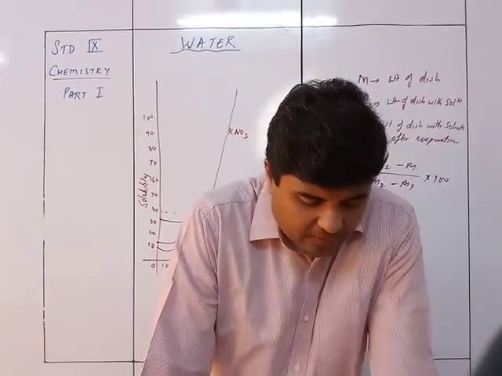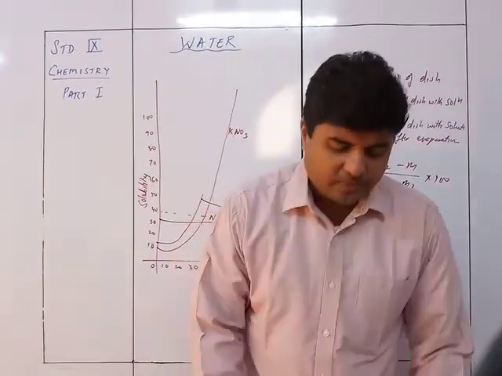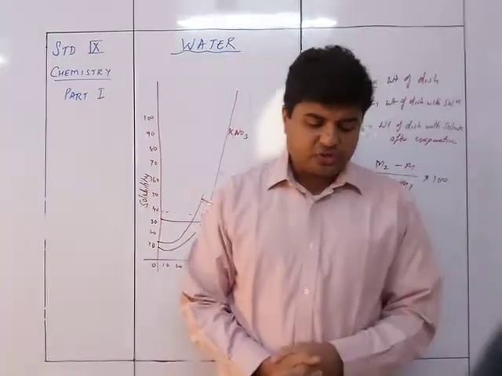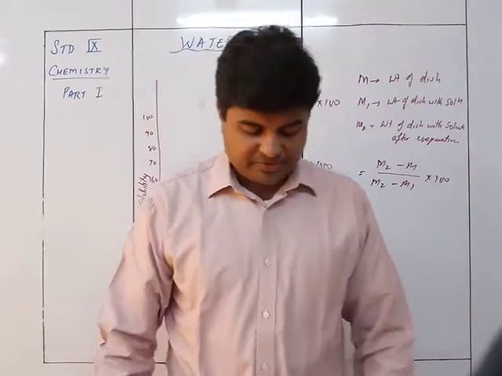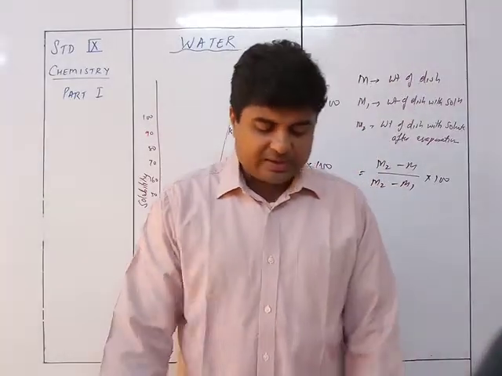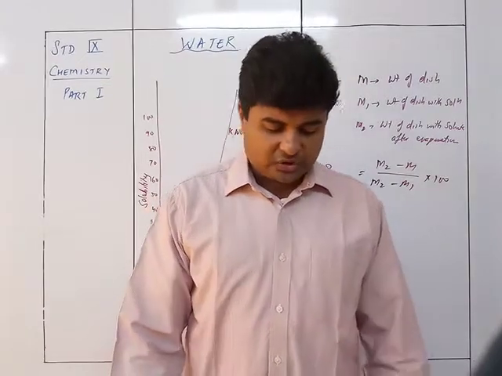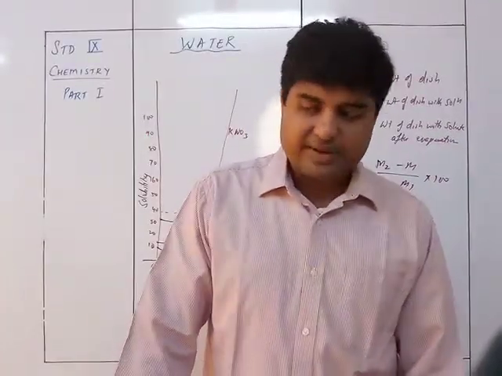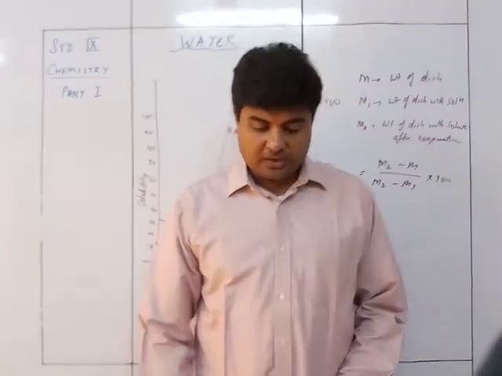Summing it up, the solubility curve can be used to determine the solubility of a given solute at a particular temperature, to compare solubilities of different solutes in a solvent at a given temperature, and to calculate the amount of substance which will crystallize out when a hot saturated solution is cooled to a lower temperature. So those are the applications of the solubility curve.